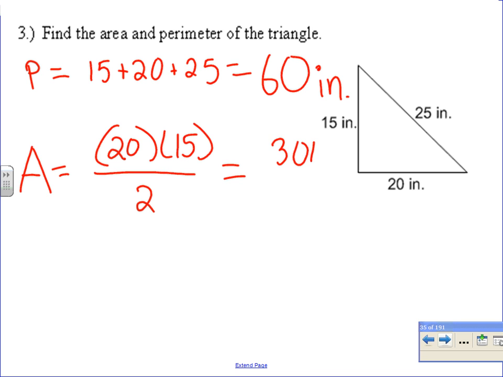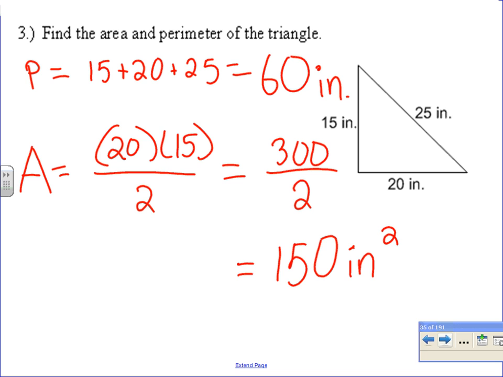Multiply the top, divide by the denominator. So this is kind of like what Doug was asking about. So Charles, remind us again, what was your answer? Good, 150 inches squared. Area is always units squared. Perimeter is always units. Mary, is that a question?